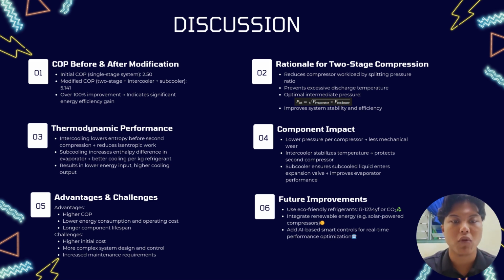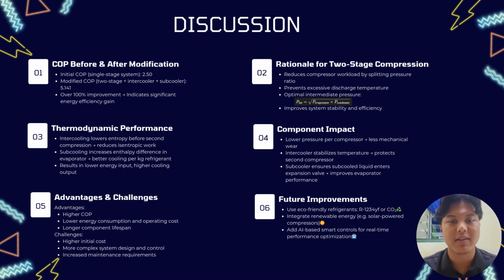Meanwhile, the subcooler ensures that the refrigerant entering the expansion valve is in a fully subcooled liquid state. This prevents premature evaporation and improves the evaporator's ability to absorb heat efficiently.